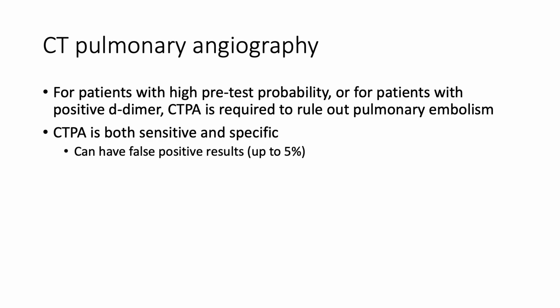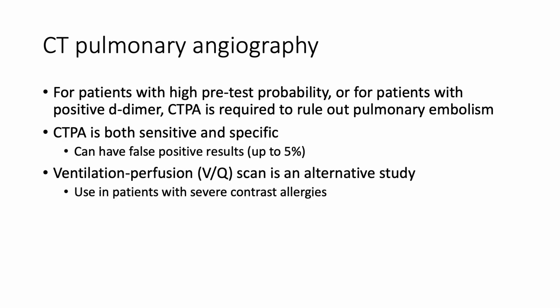Now, for patients with a high pretest probability, or patients who had a low or intermediate pretest probability and a positive D-dimer, the next step is to get a CT pulmonary angiogram to look for pulmonary embolism. It's a very sensitive and specific test. You can have some false positives.